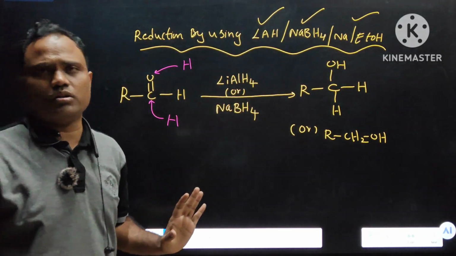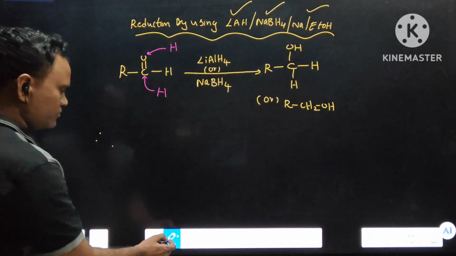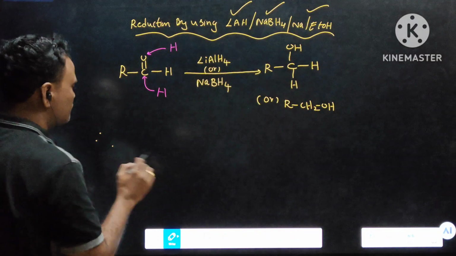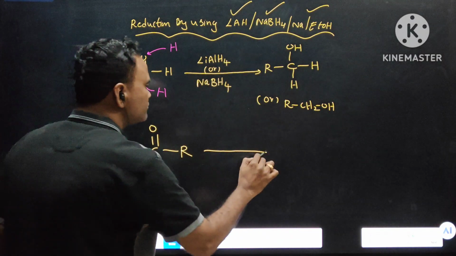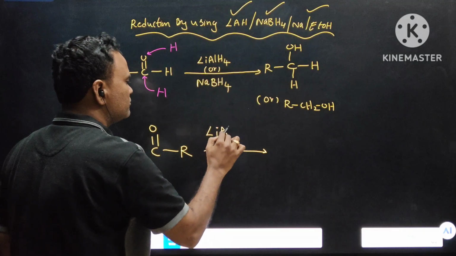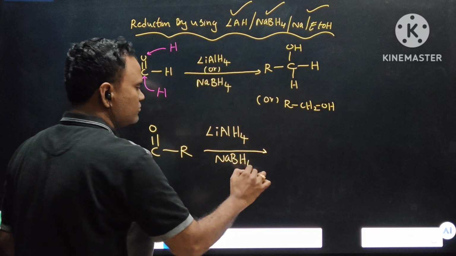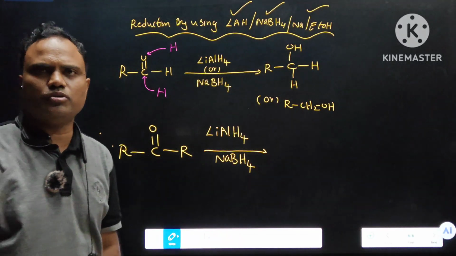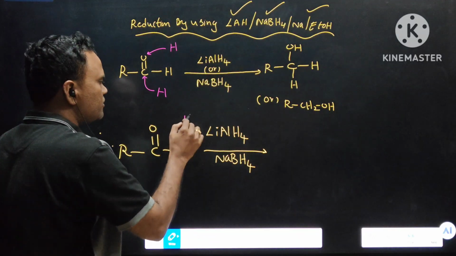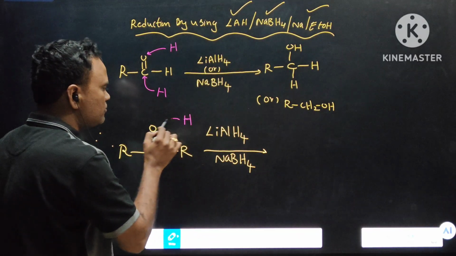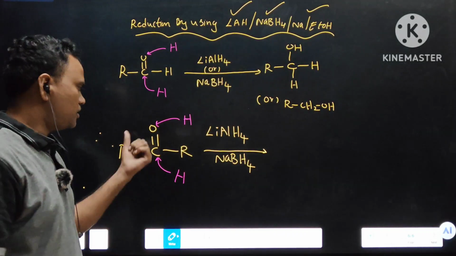Do the same for ketone also. See, I am taking a ketone here. Lithium aluminum hydride, sodium borohydride. The shortcut mechanism is the same for aldehyde or ketone. Add hydrogen to oxygen, hydrogen to carbon. Remove the double bond.